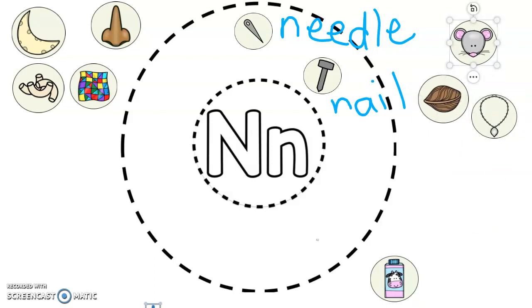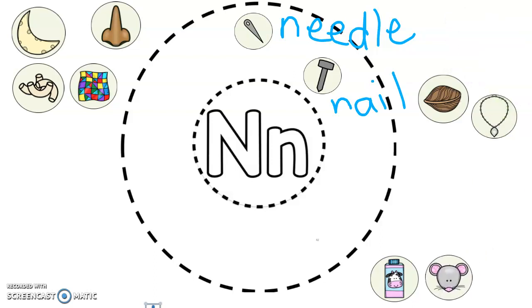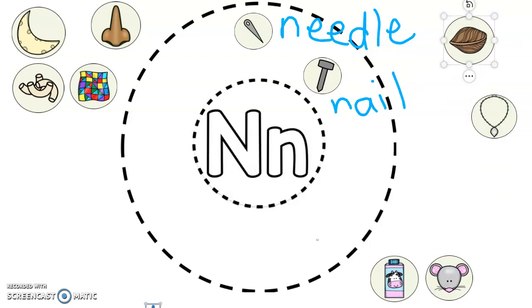Alright, my next picture is mouse. Mouse. Does mouse start like N? No, it does not, so let's move it down. Alright, what sound? How do I write N?